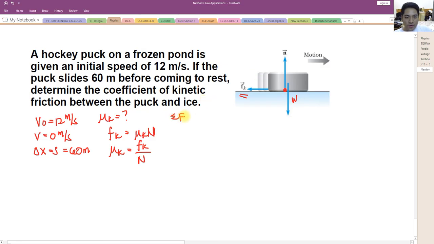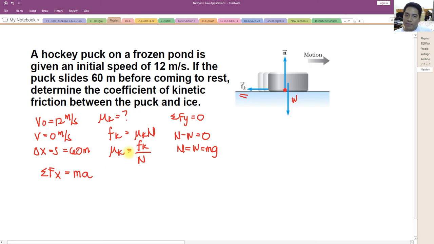So if we get the summation of forces along y equals 0, that would be normal minus W equals 0. The normal is just simply W, which is just mg. But we don't know the mass of the hockey puck. So if we do summation of forces along x, of course, the puck is in motion. So you have m, the mass of the puck. Take note, is the puck accelerating or not? So we have ma. In fact, it's decelerating.